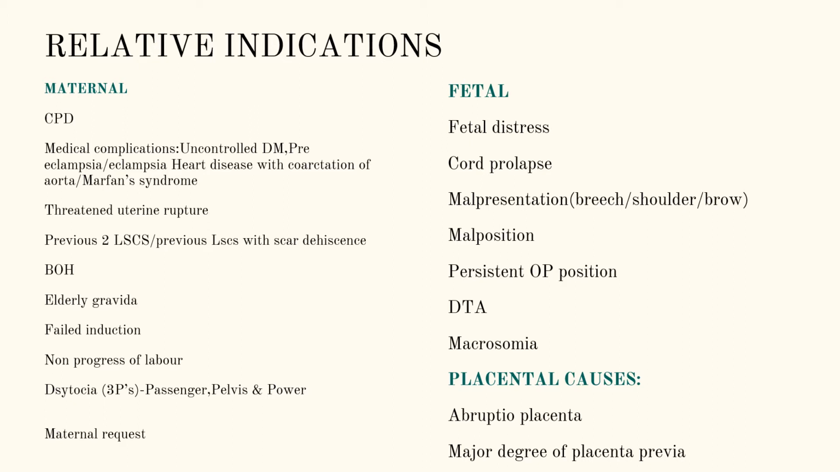The fetal indications are fetal distress, cord prolapse, malpresentation, that is breech, shoulder or brow presentation, malposition, persistent occipito-posterior position, deep transverse arrest, macrosomia. Placental causes are abruptio placentae or major degree of placenta previa.